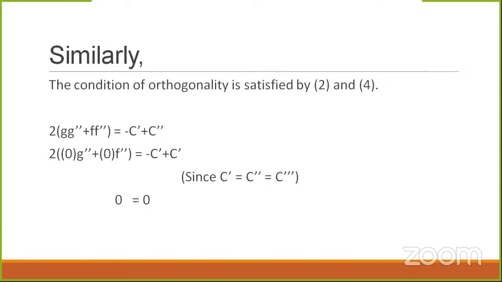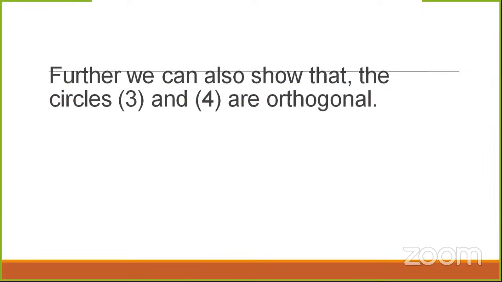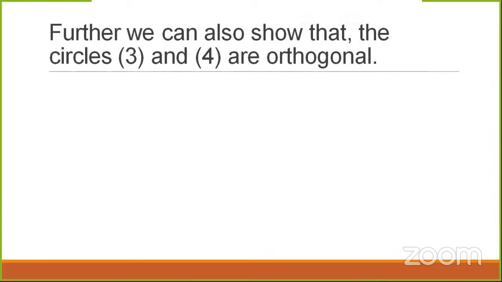Circle 1 is orthogonal to circle 4. Circle 2 is orthogonal to circle 4. Now we shall prove that we can easily conclude. We need not prove it now. In a similar way, we can also show that circles 3 and 4 are orthogonal.